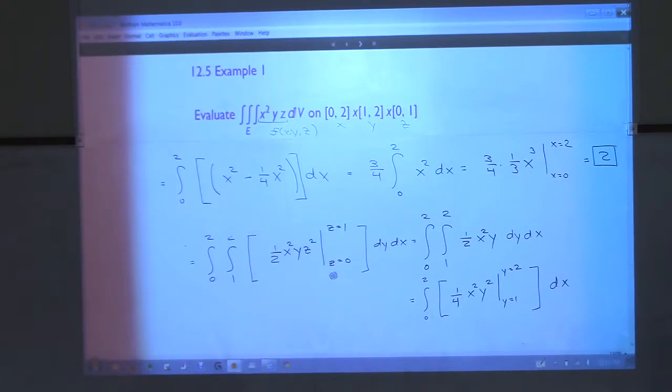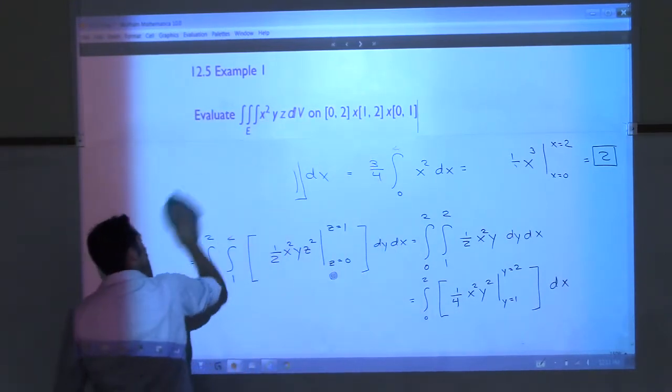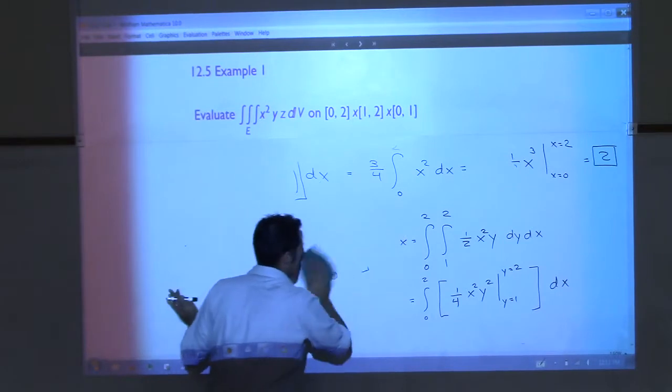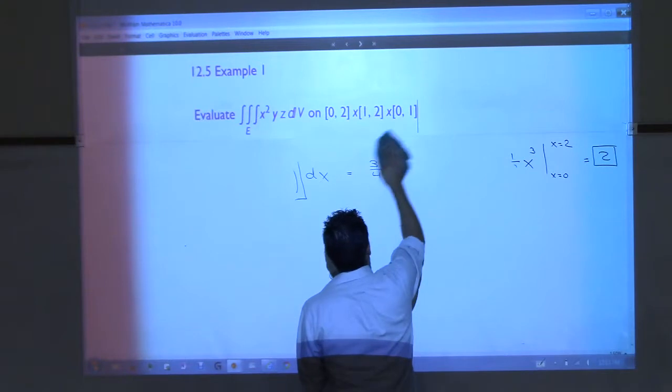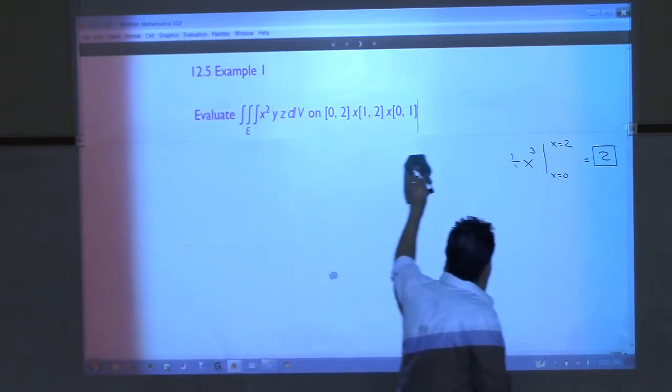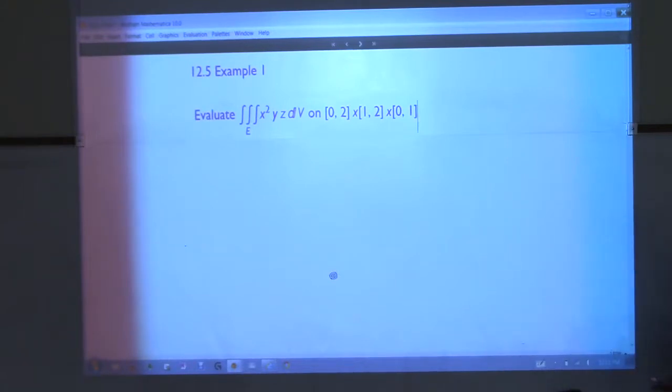That's how we do a triple integral over a rectangle. These are fairly easy because numbers are going in the whole time, nothing gets messy. Any questions? All right.